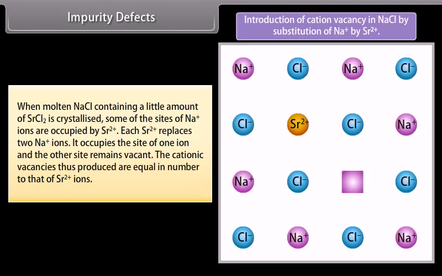Impurity defects. When molten NaCl containing a little amount of SrCl2 is crystallized, some of the sites of Na+ ions are occupied by Sr2+, depicted in the figure below. Each Sr2+ replaces two Na+ ions. It occupies the site of one ion and the other site remains vacant. The cationic vacancies thus produced are equal in number to that of Sr2+ ions.